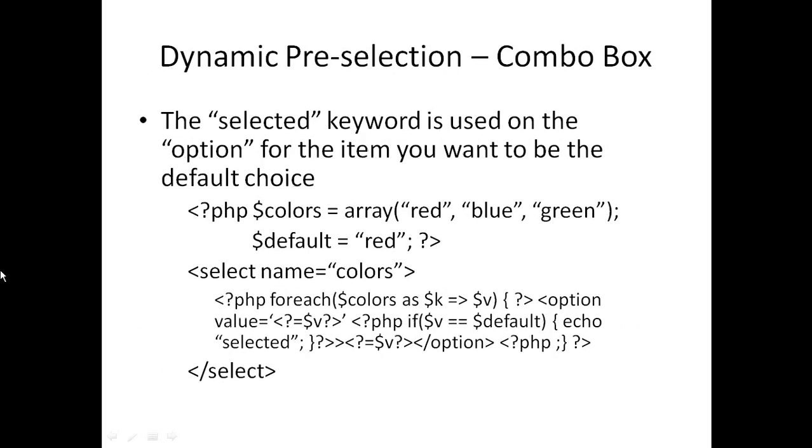Alright, so the selected keyword is used on the option for the item you want to be the default choice. So to pre-select with a combo box, you just have the same kind of value where you echo selected. And that's what we're doing here. We're saying the default is red, and then we'll echo selected if the value is equal to the default.